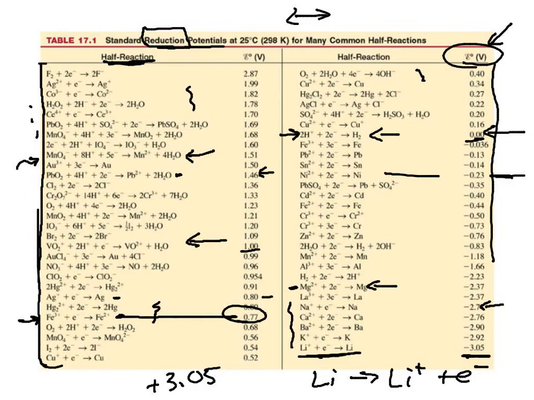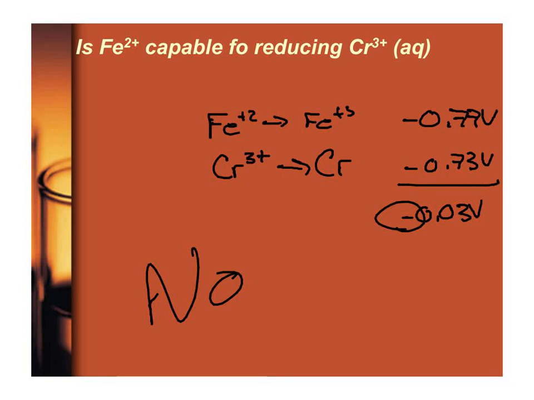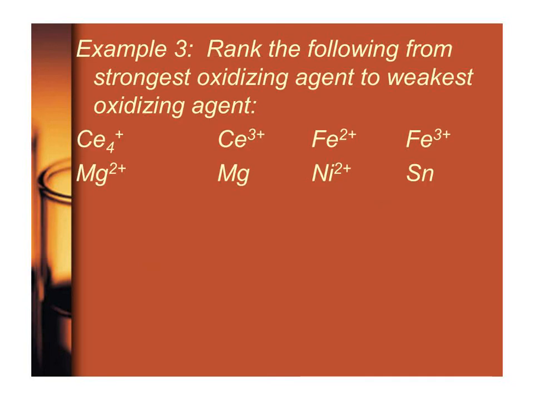Cr is no charge. So if I go back and find the chromium, all right, looks like that's going to be positive. I want to reduce it, right? No, negative 0.73 volts. Negative 0.73 volts. That comes out to negative 0.03 volts. Now that's close, but negative is negative, so the answer is no. You get the idea?